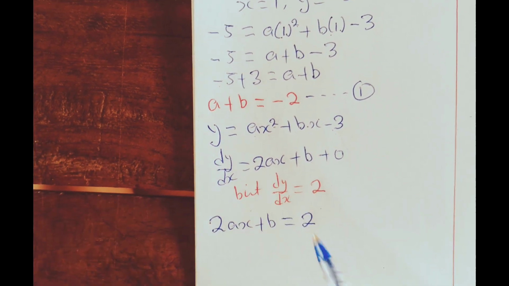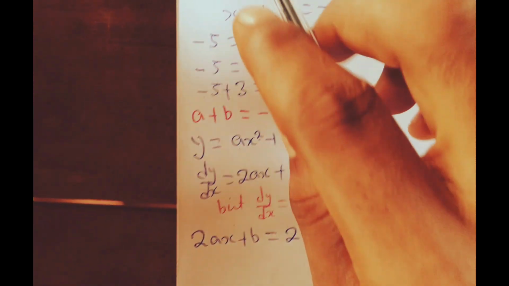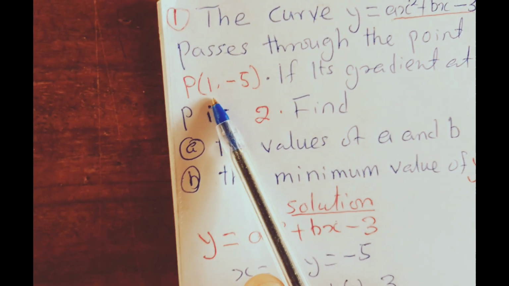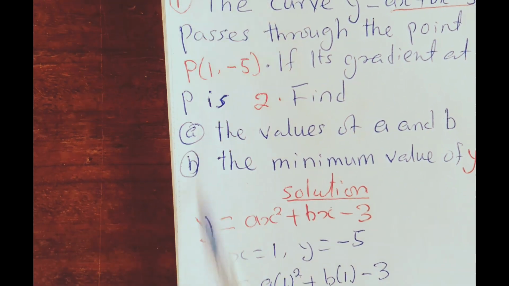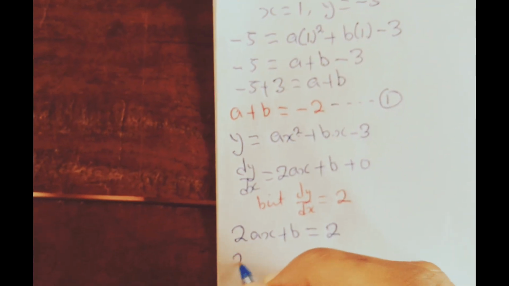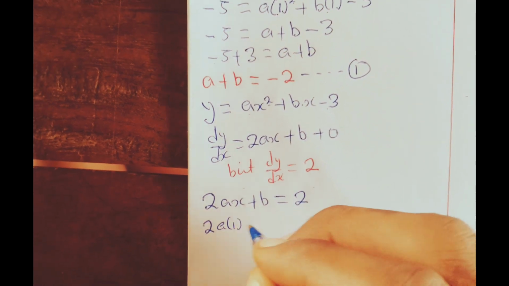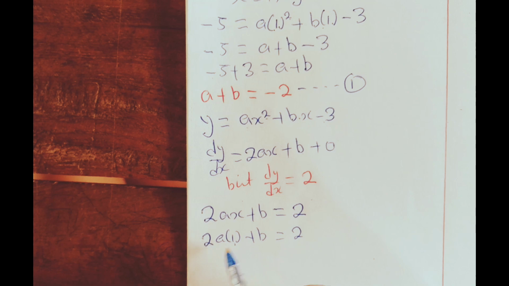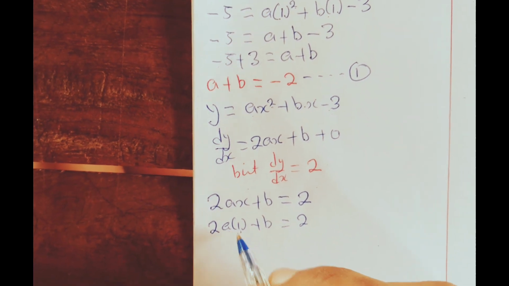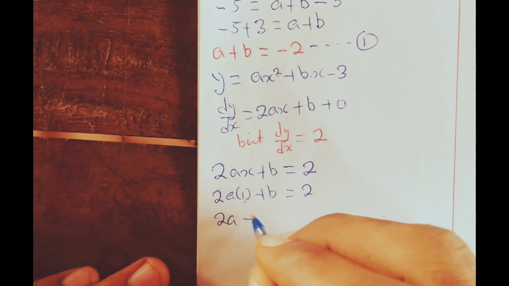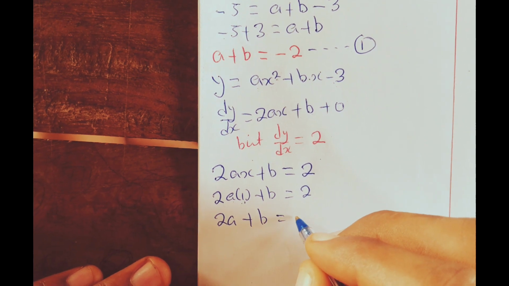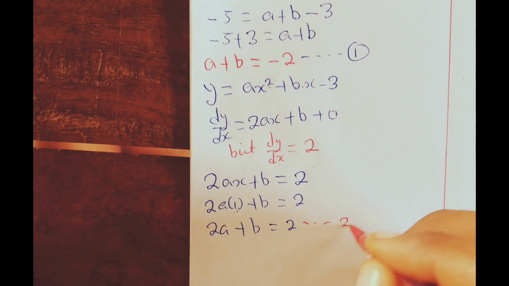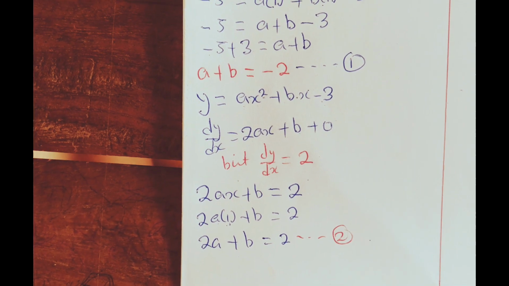But don't forget at the point, x is 1. So wherever I see x, I'll put 1. So at the point x is 1, it becomes 2a of 1 plus b is equal to 2. So 2a times 1 also gives me 2a plus b is equal to 2. Let me name this one equation 2.